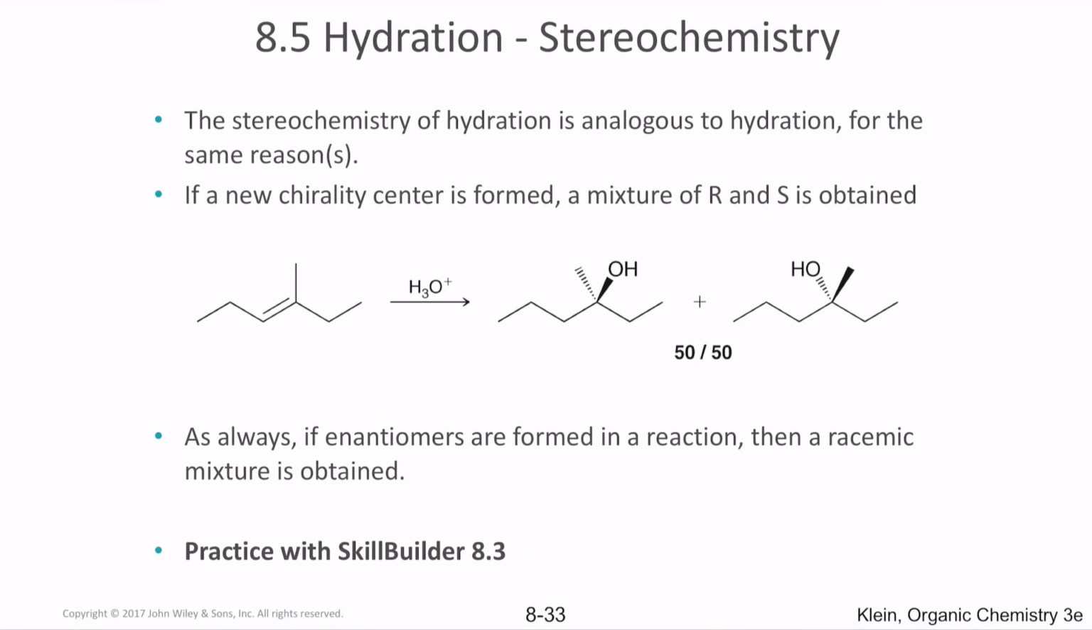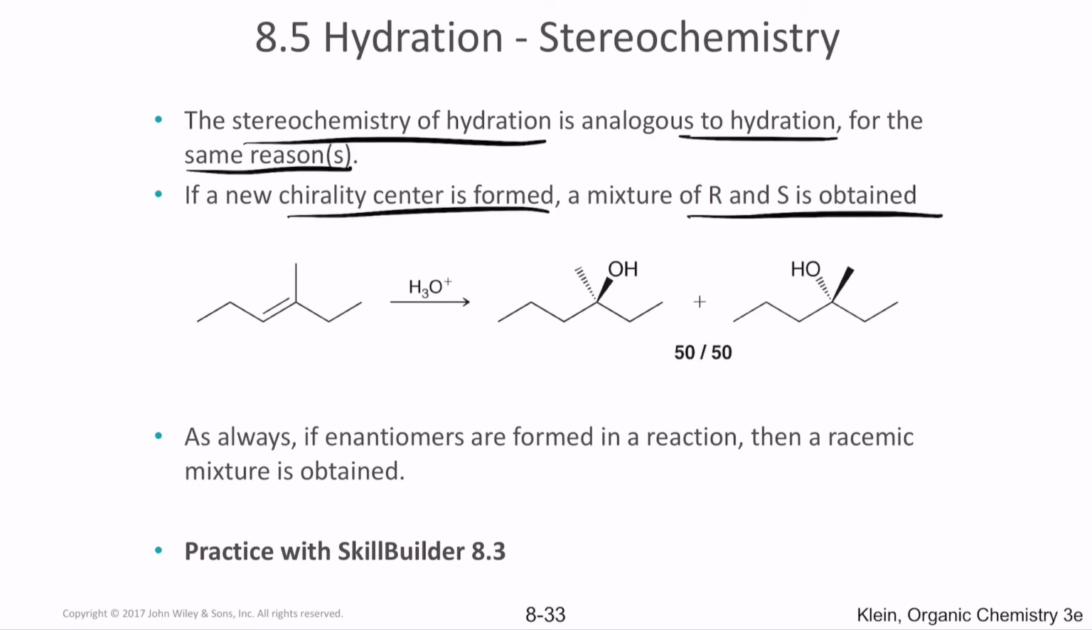Now, the stereochemistry of hydration is analogous to that of hydrohalogenation, for the same reasons. Here also you have a chirality center that is formed, and you will still get a 50-50 mixture of R and S. The reason mainly is because you have a carbocation formation. Because the carbocation is already stable, the chances of it being attacked on either side is the same. The probability is the same.